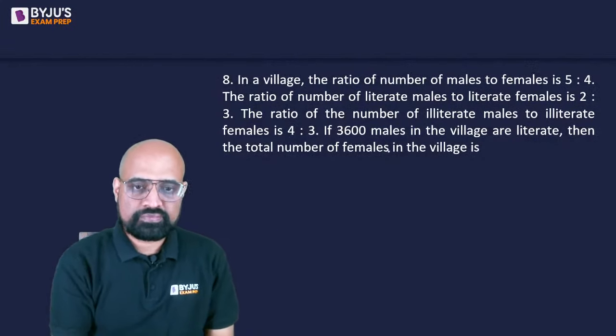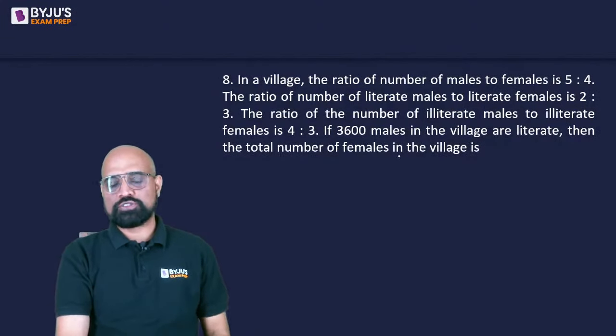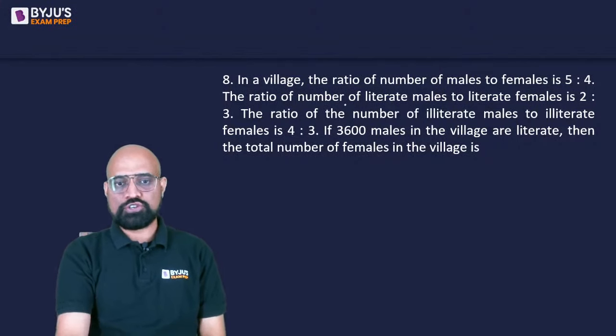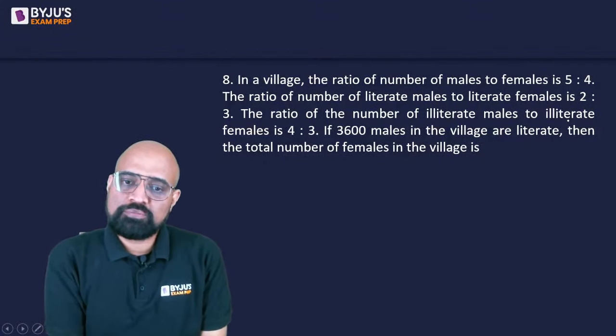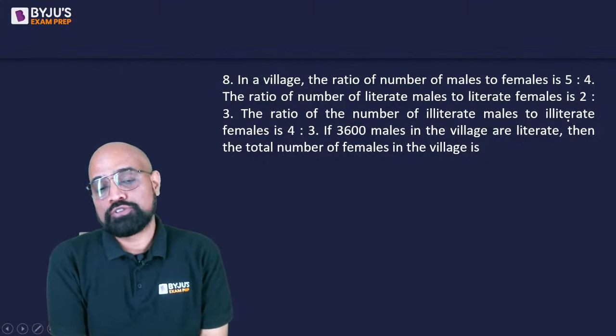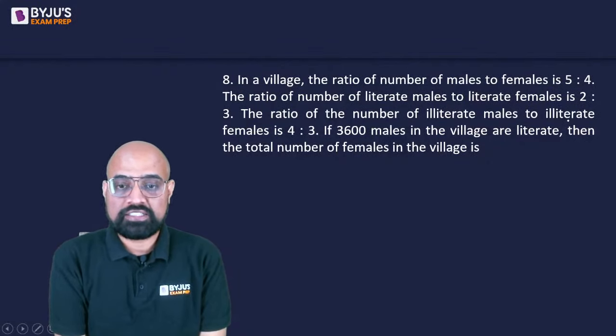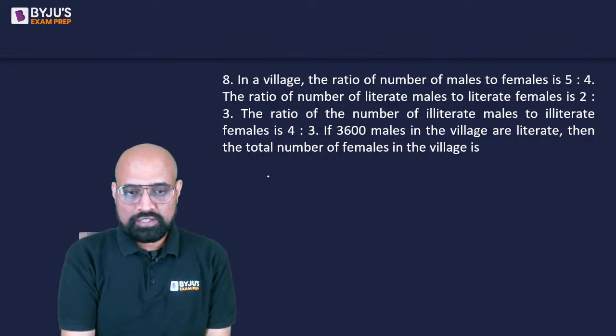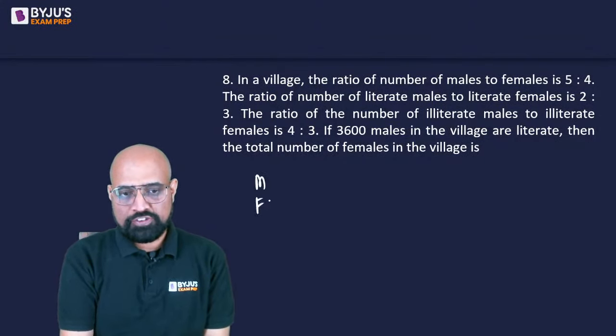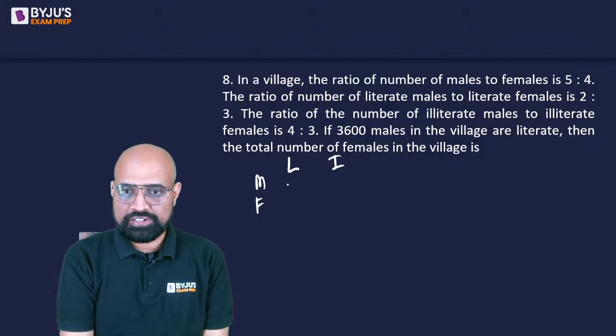Next. In a village, the ratio of number of males to females is 5:4. The ratio of number of literate males to literate females is 2:3. The ratio of the number of illiterate males to illiterate females is 4:3. If 3,600 males in the village are literate, then the number of females in the village is. Okay. So we have male and female, we have literate and we have illiterate. How many literate male and female do we have? We have 5x and 4x.